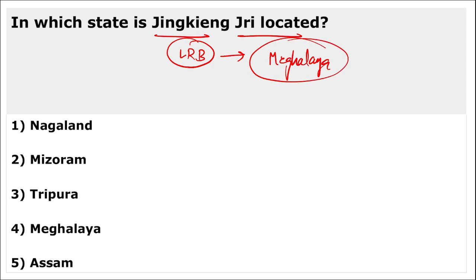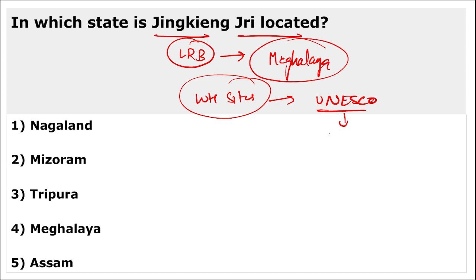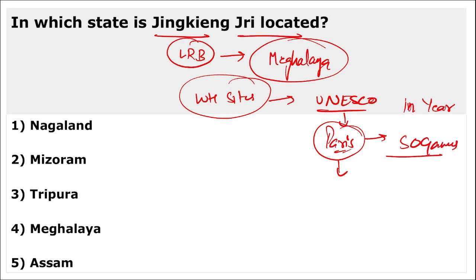Recently, this Living Root Bridge has been included in the tentative list of World Heritage Sites, and this list is basically of UNESCO. Where is UNESCO? UNESCO is in Paris. Can you tell me, this is your homework, in which year Paris will be hosting the Summer Olympic Games? Tell me the year, comment below. This is your homework, okay? In which year will Paris be hosting the Summer Olympic Games? So Jinkingsri, your Living Root Bridge, is located in Meghalaya.